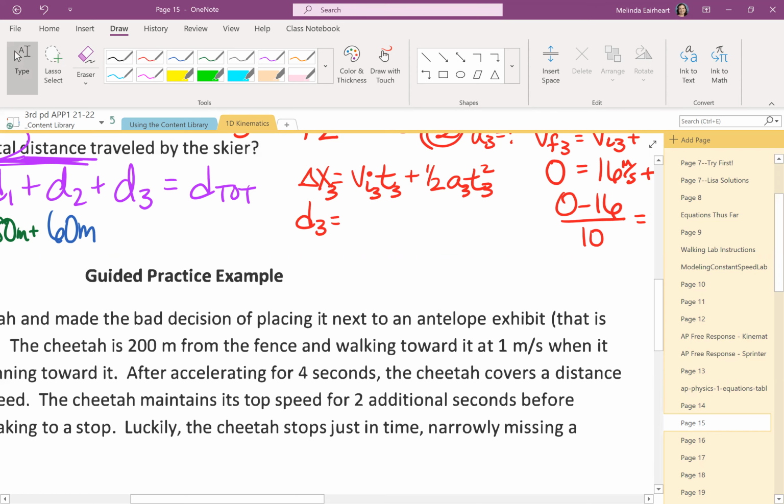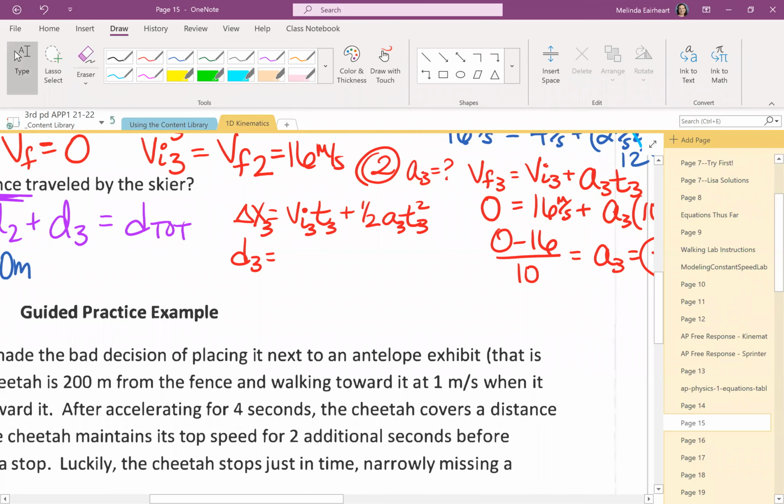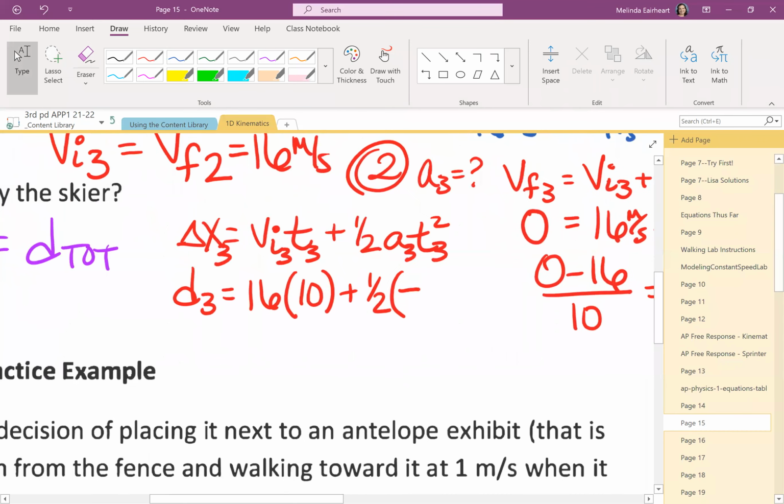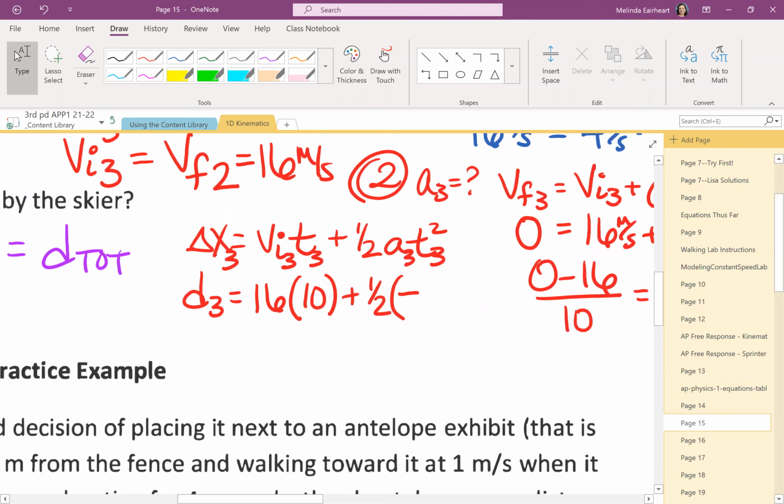The initial velocity of part 3, well, earlier we said that's the final of 2, and we said 16. The timing of part 3, they told us was 10. Now here's where sign matters. So even though question B said magnitude of acceleration, technically it is negative. I better use a negative here in this calculation. Okay? So a negative 1.6 times another 10 seconds. Don't forget to square.